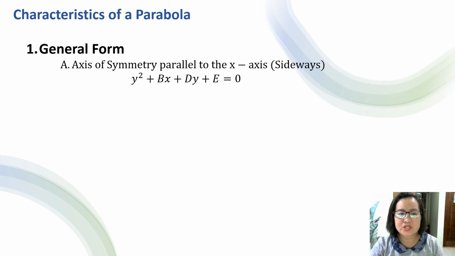We can write the equation of a parabola in two forms. The first form is the general form, and the second form is the standard form or the vertex form. Let's consider a parabola having an axis of symmetry parallel to the x-axis. It means that the parabola opens sideways. If the parabola opens sideways, its equation is given by y squared plus bx plus dy plus e equals 0. Consider the given equation: y squared minus 4x minus 4y plus 8 equals 0.